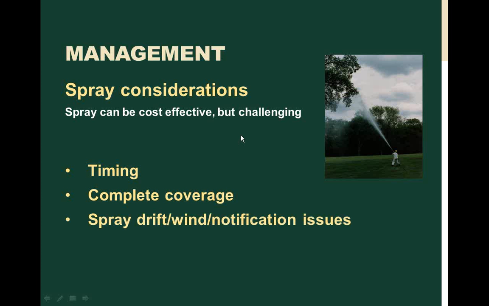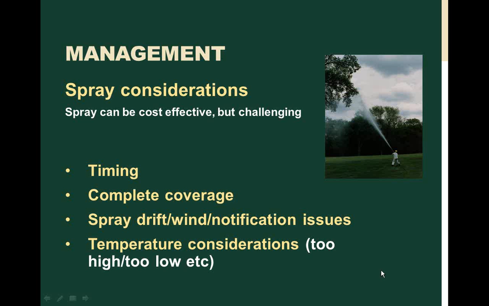We mentioned notification issues, the drift issue. What do you do if you've got a large tree that's got a scale infestation that's on the borderline, and the neighbor to your left has an organic garden directly below it or nearby? So these are some of the challenges that we have. Also with temperature considerations too. You really should not apply a spray, especially an oil spray, when the overnight temperature is going to go below 35 degrees Fahrenheit. And at the same time, you really should not apply it if it's going to be hotter than 85 degrees that particular day as well. So these are some challenges that we have.